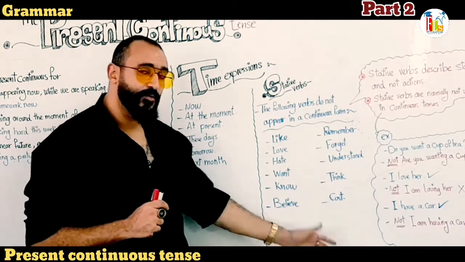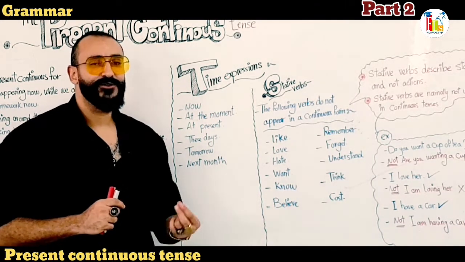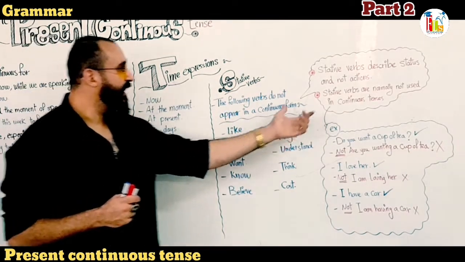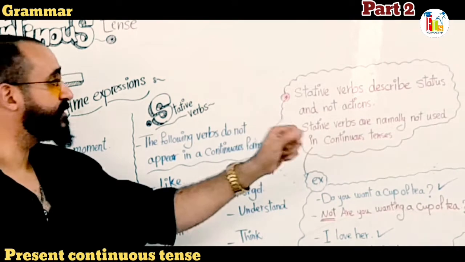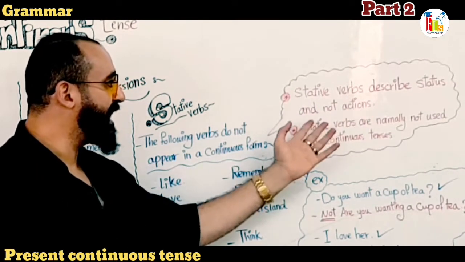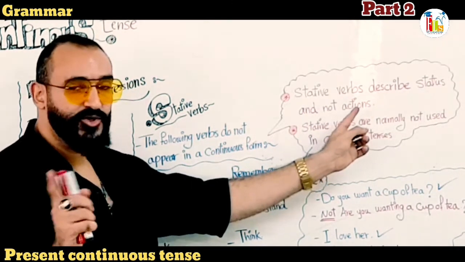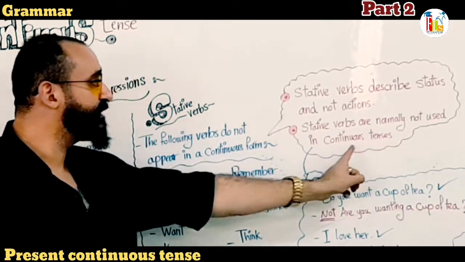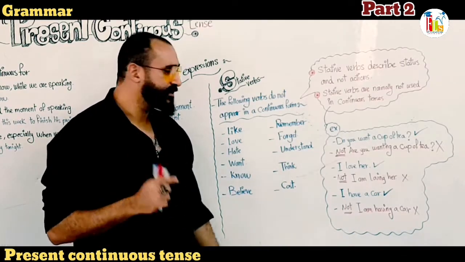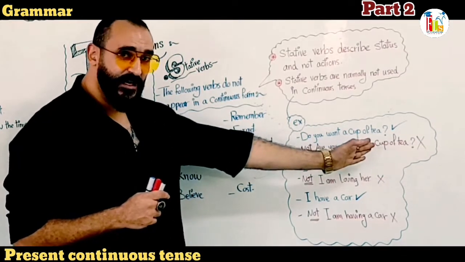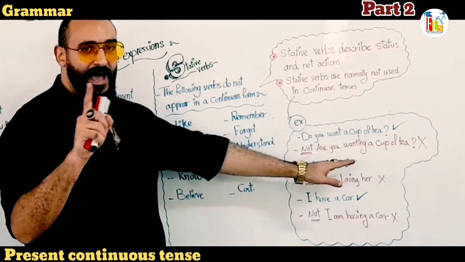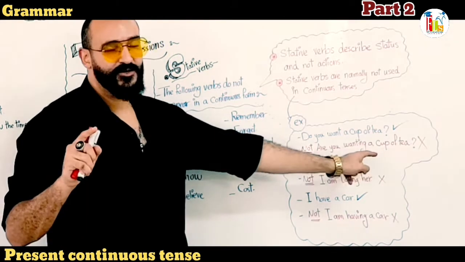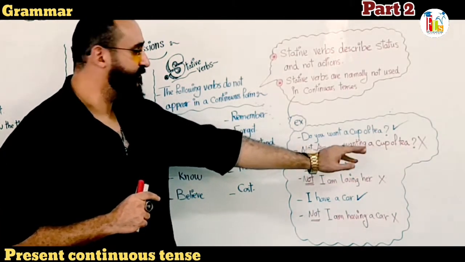If you noticed, most of those words are for states, not for actions. That's why we call them stative verbs. And note, stative verbs describe status and not actions. We do not talk about actions when we use those kinds of stative verbs. Stative verbs are normally not used in continuous tenses. For example, do you want a cup of tea? This is the right form. However, we cannot say, are you wanting a cup of tea? This is incorrect because want is a stative verb.